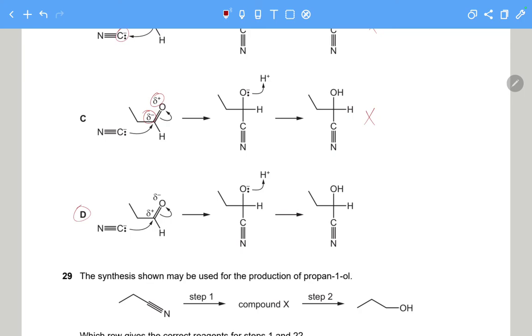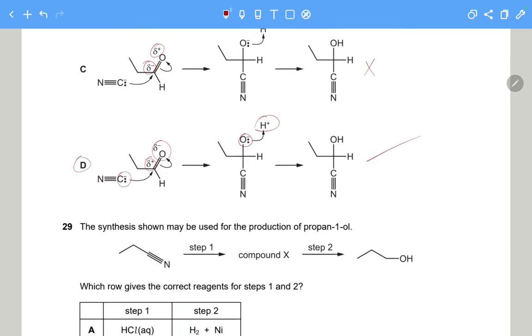And let's see why it is correct. The lone pair on the carbon attacks the delta plus carbon. That's correct. Electrons go onto the carbonyl oxygen. That's also correct, which is delta negative. The lone pair on the oxygen attacks the H plus. Also correct. So this is the correct answer.